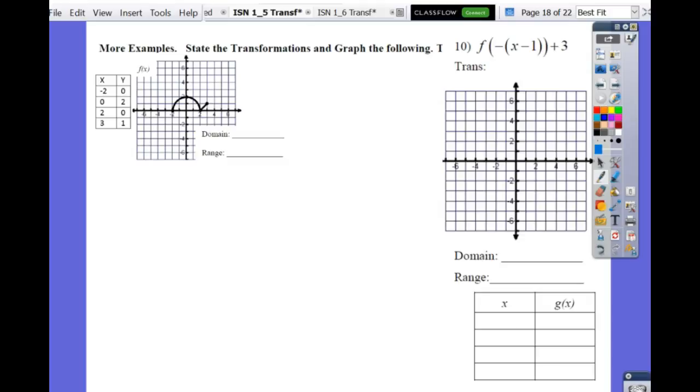Okay, so before our test, we started talking about the transformations. We talked about what affected the x and what affected the y. So this is what we had.